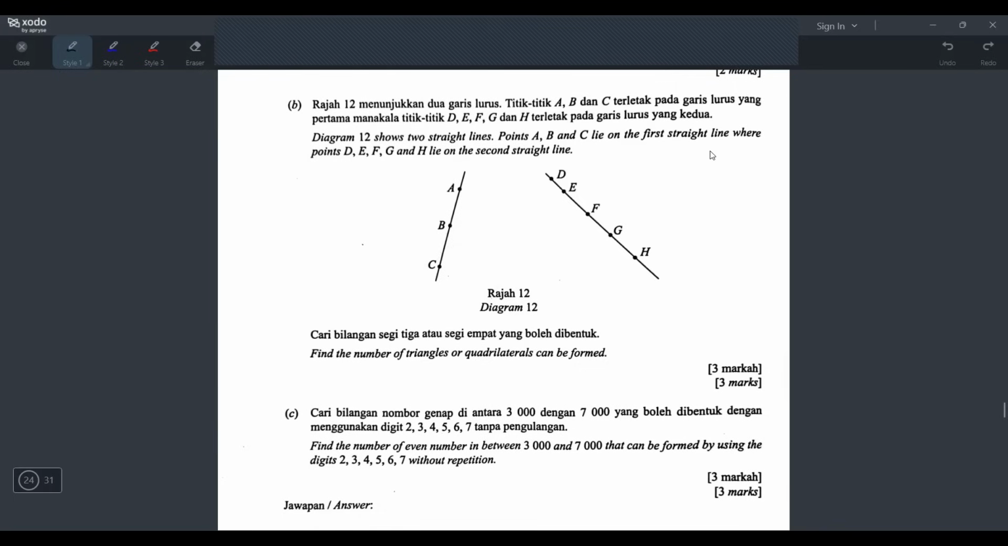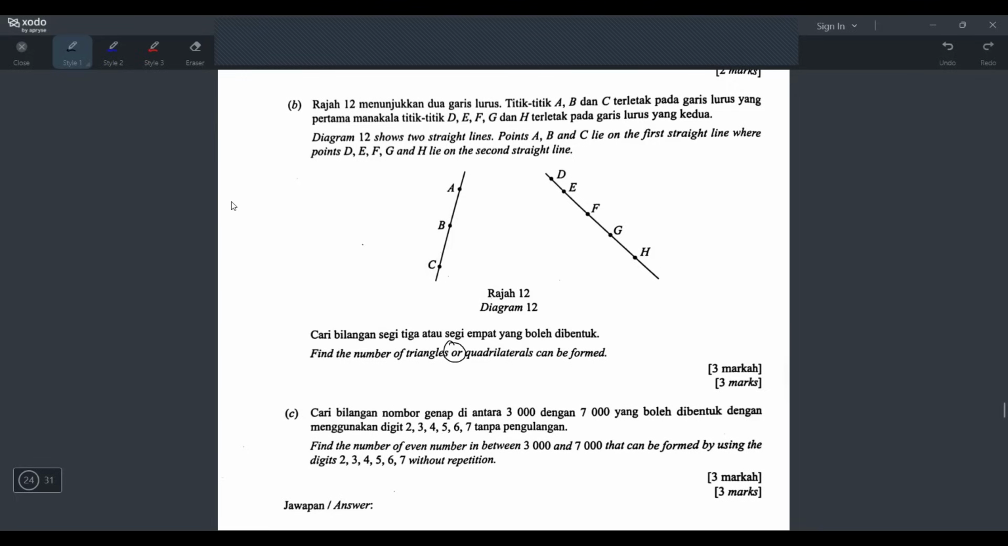ABC lie on the first line, 3 points, while points D, E, F, G, H lie on the second line. So in the second line, how many points? 1, 2, 3, 4, 5. Okay, no problem. Find the number of triangles or quadrilaterals that can be formed.